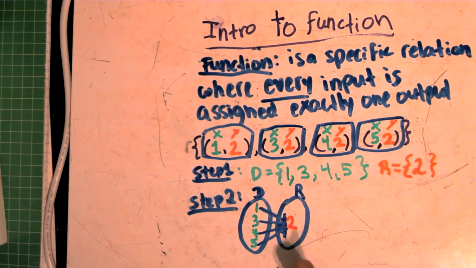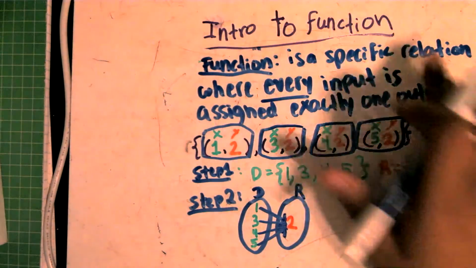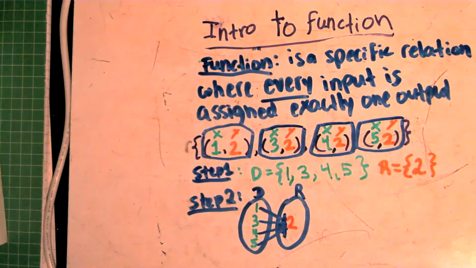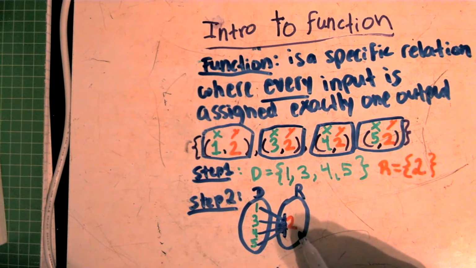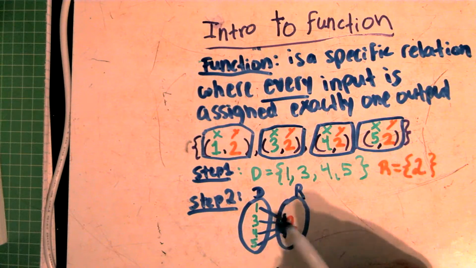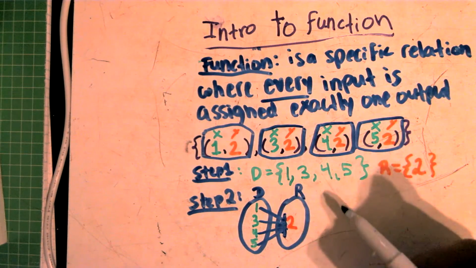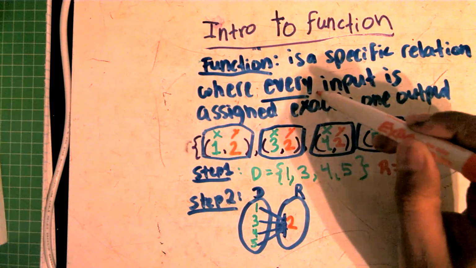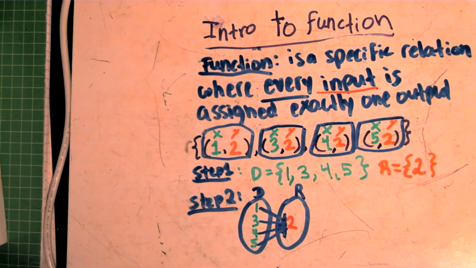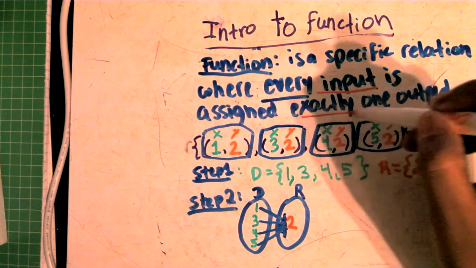One may look at this and be tempted to think it is not a function because they're misinterpreting the definition. They see that the output 2 is assigned multiple inputs, and they think, oh, it's not a function. But if you look carefully at the actual definition of a function, we don't really care about how many inputs are assigned to an output. All we care is that every single one of the inputs is assigned exactly 1 output.